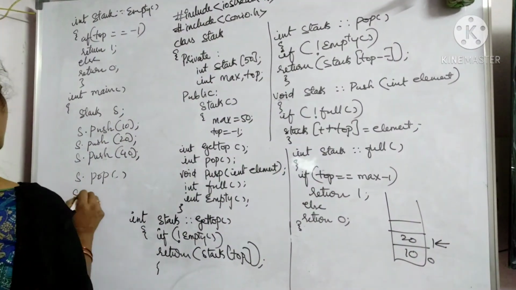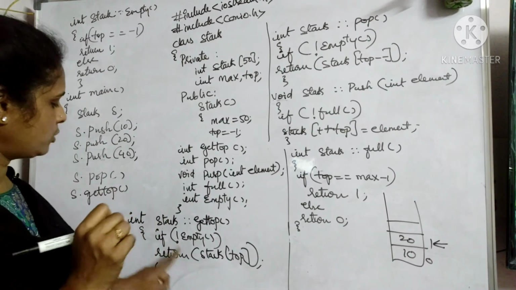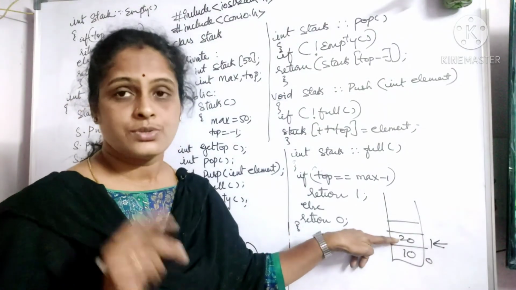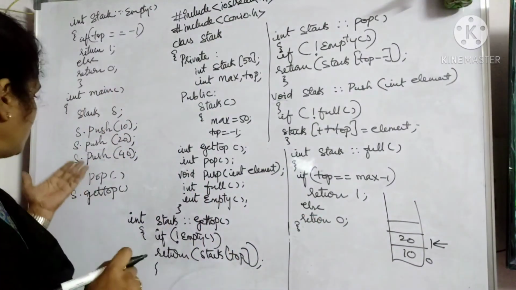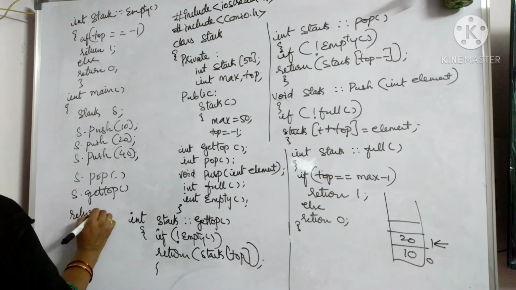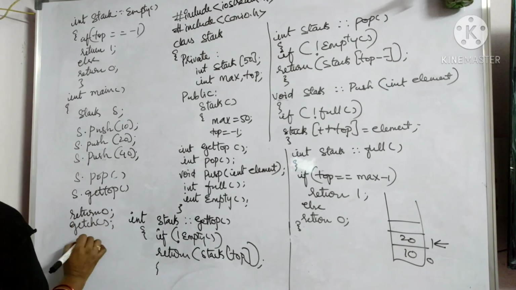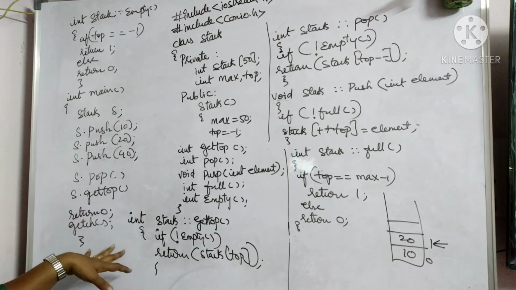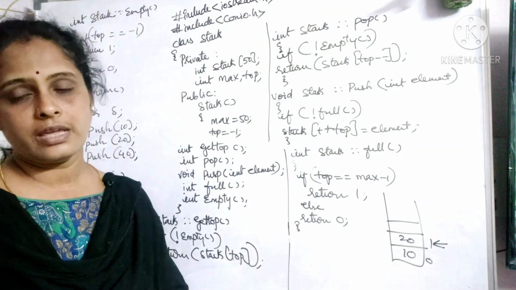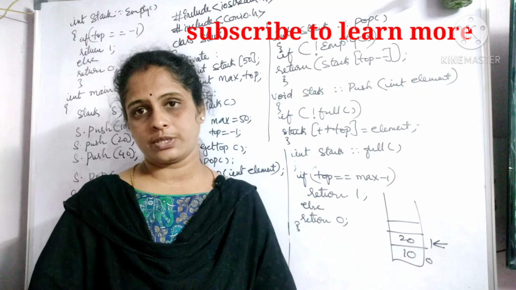Then if I say S dot get top, what will it do? It will return stack of top. What is there at the top? 20. So 20 will be the output in this case. So this is how the program will be executed. Finally, return 0, getch and stop. So this is how the representation of a stack using an array will be done. Hope this program is clear for you. The representation is clear for you. Thank you.